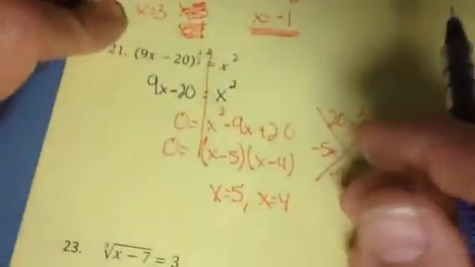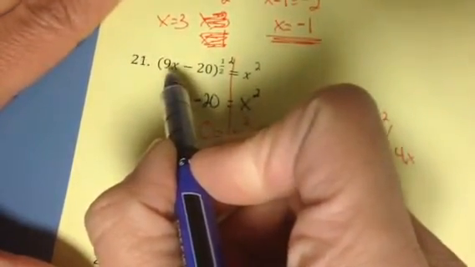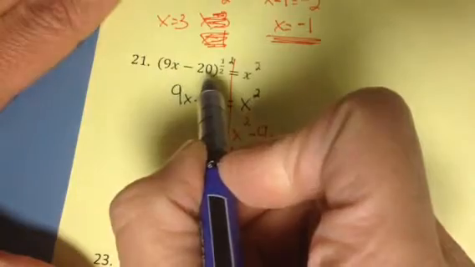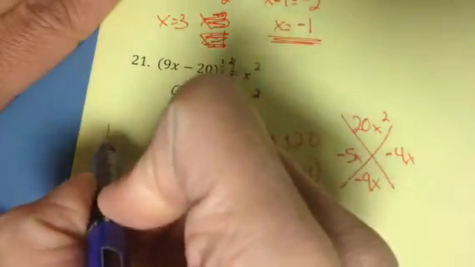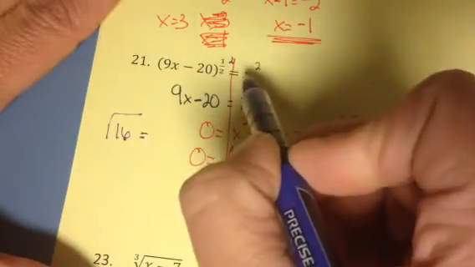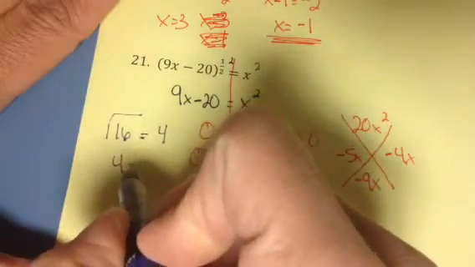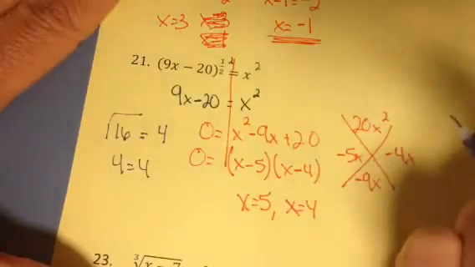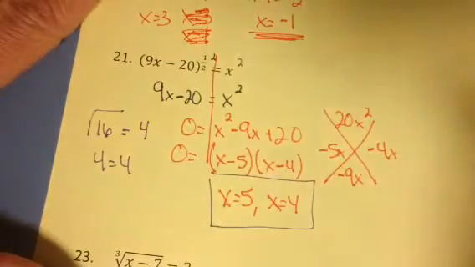So if I put 4 in here, 9 times 4 is 36. 36 take away 20 is 16. And 16 to the 1/2 power is like the square root of 16. And I'll put 4 over here. And the square root of 16 is 4. So that's why this works. And 5 will be the same thing. So there's no extraneous solution here.